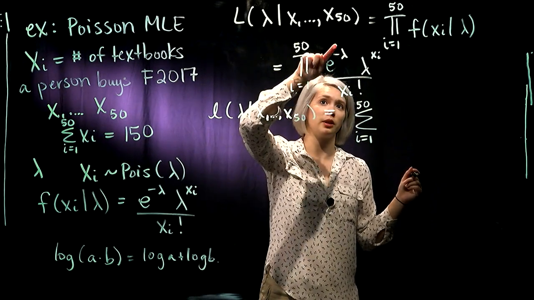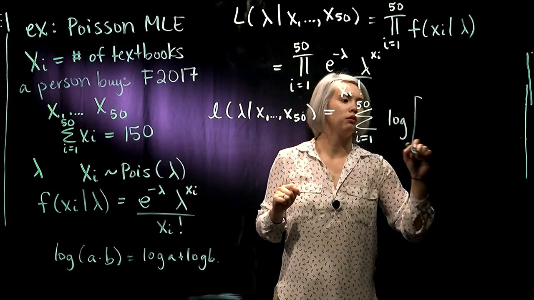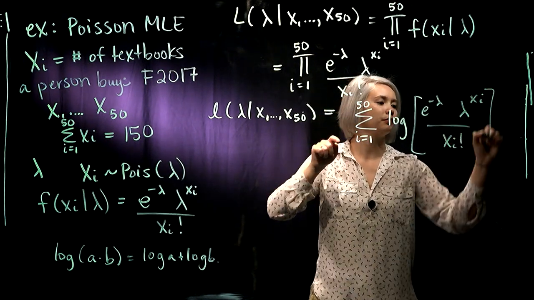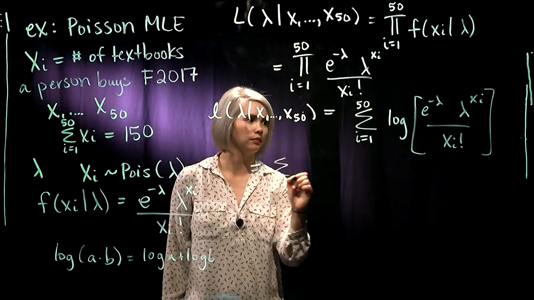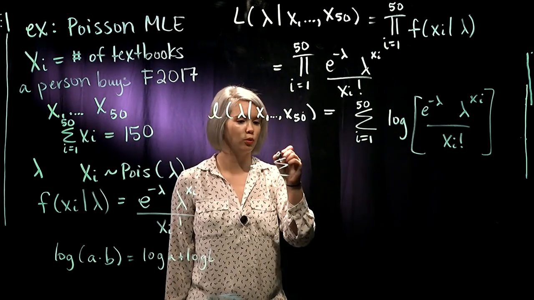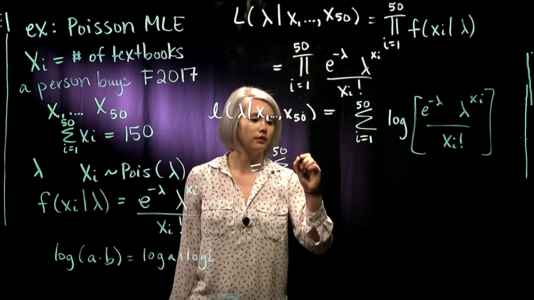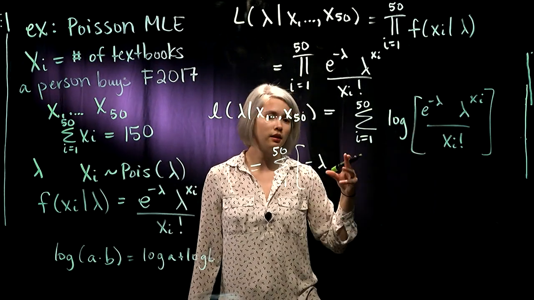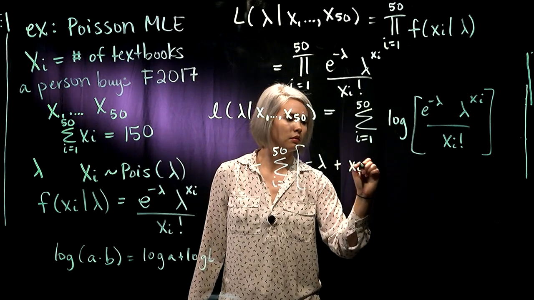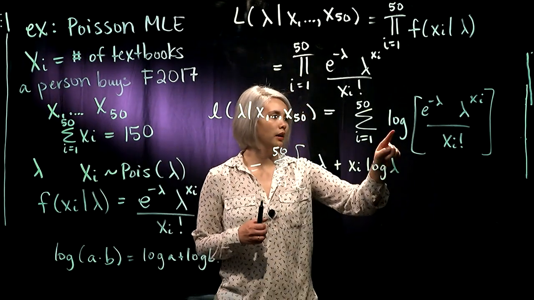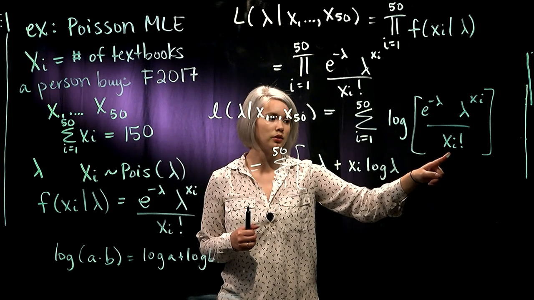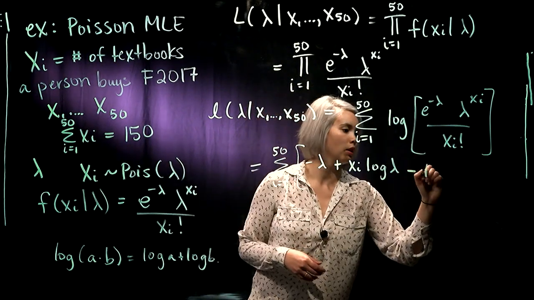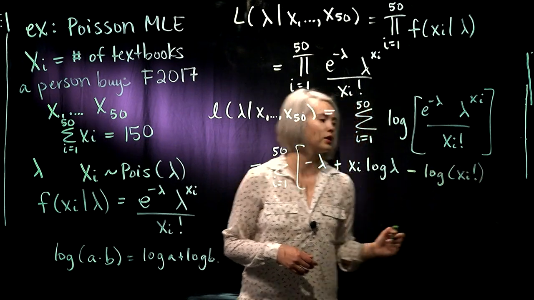So let's take these one at a time and log them. So log of e to the negative lambda times lambda to the xi divided by xi factorial. Okay, so let's take these one at a time. Again, we have some of these pieces, i equals 1 to 50. Okay, log of e to the negative lambda, that just gives us negative lambda. Log of lambda to the xi is xi times log lambda. All right, now we have this stuff divided by xi factorial, and we're taking the log. So that means we have log of this with a negative sign in front. So in other words, subtract off log of the xi factorial.